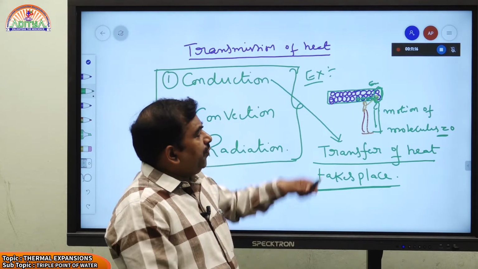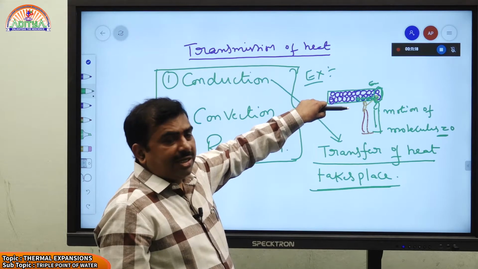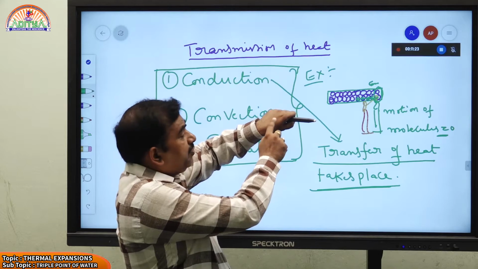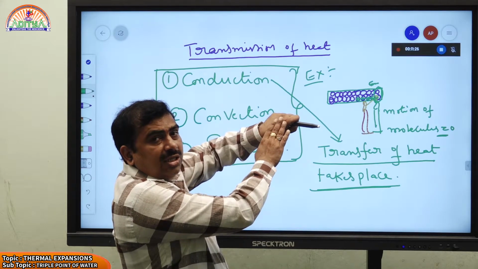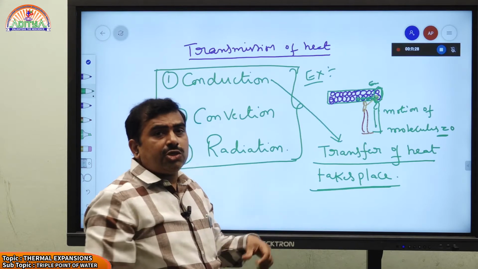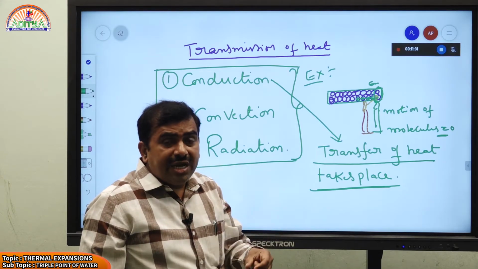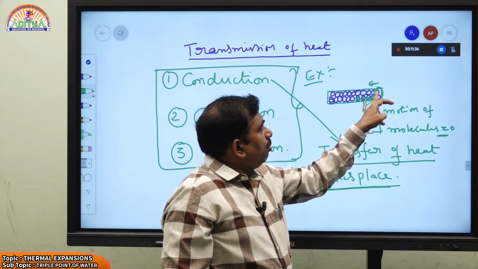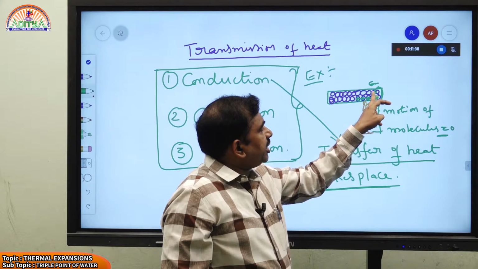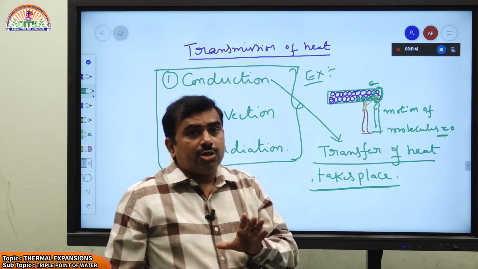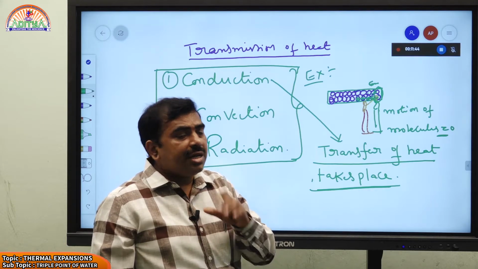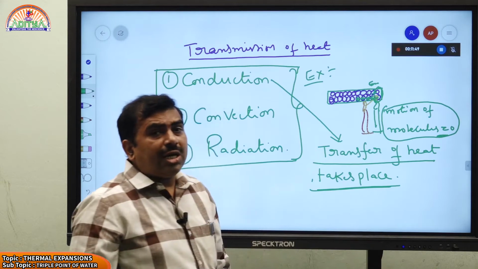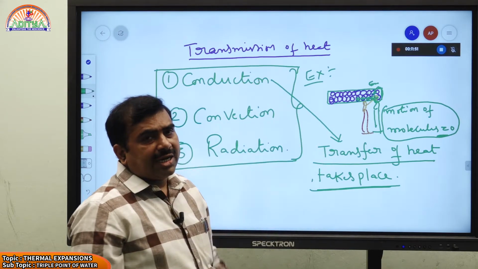That is the reason, if you keep a metal rod in a flame like this, the heat flow will take place from this end to this end. After some time only, my palm will get the sensation of heat. It means the transfer of heat takes place slowly. This is due to transfer of heat from the first to second, second to third, like this. But the most important point that you have to remember is molecules are at rest. This is the brief introduction about conduction.